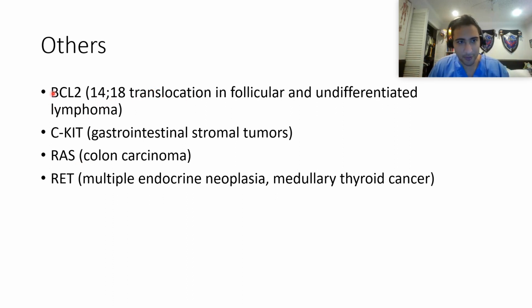So BCL2 prevents apoptosis. So you can see how this 14;18 translocation can cause lymphoma. It's because you get inhibition of apoptosis in these lymph nodes. Because remember, in the lymph node, you have lots of lymph cells that are proliferating, etc. c-KIT, you just want to think growth. RAS, we've talked about that. RAS is a growth pathway. RAS, RAF, MEK, ERK. And then you have RET, which is implicated in multiple endocrine neoplasia.